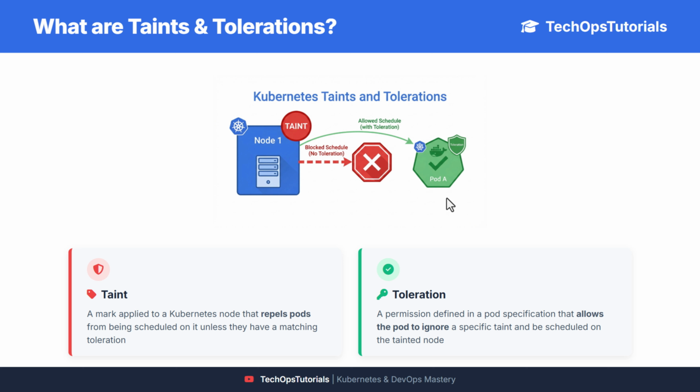So in simple words, taint equals the node saying pod, stay away from me. Toleration equals the pod saying it's okay, I am allowed to run here. When both match, the pod can run on that node. If they don't match, Kubernetes won't schedule the pod there. This is how Kubernetes controls what goes where, especially for special workloads, dedicated nodes or maintenance scenarios.